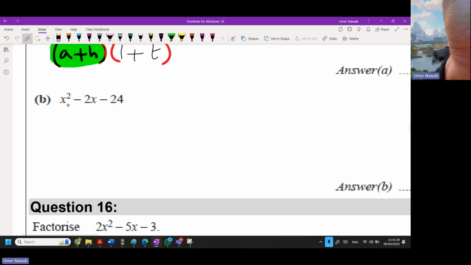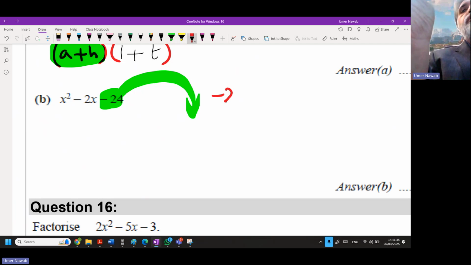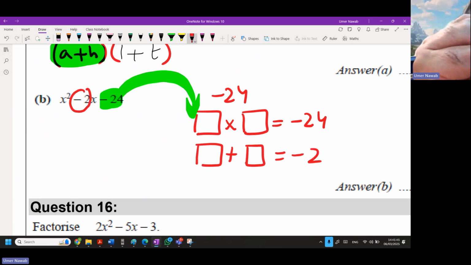Now we have here x squared minus 2x minus 24. Very important for the final exam, guys. So negative 24. I need to think of the two numbers. When we multiply them, you should get minus 24. And when you add the two numbers, you should get negative 2. So what are those two numbers? Basically, those two numbers, guys, are minus 6. With hit and trial, it will help you.